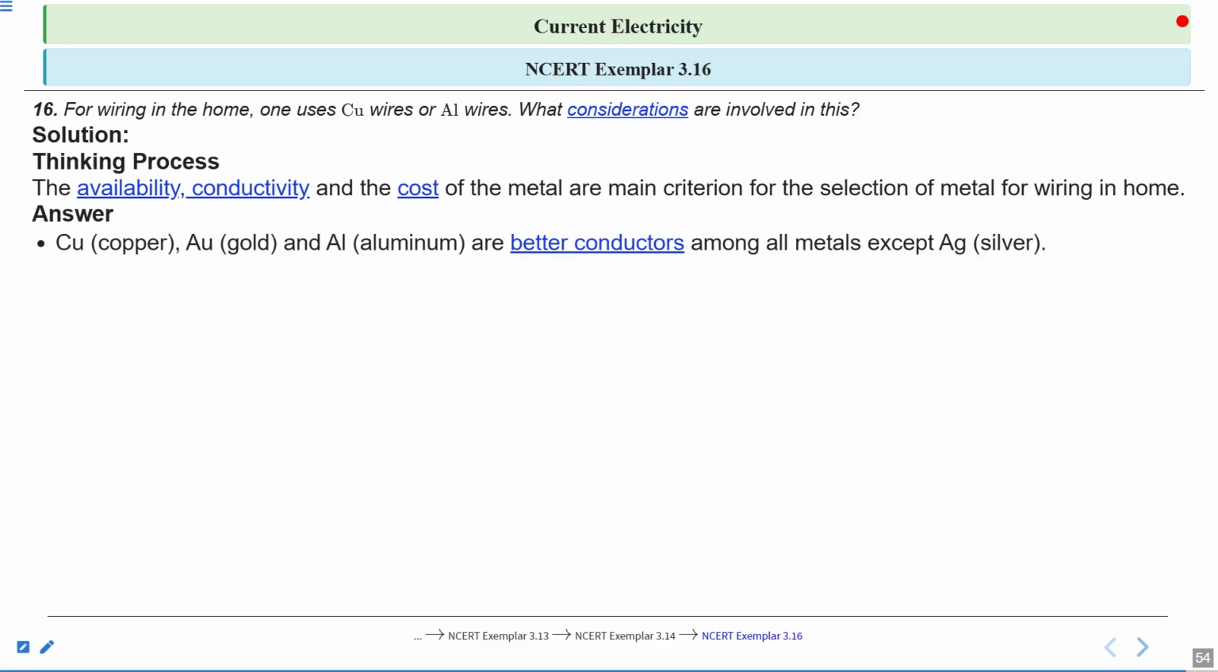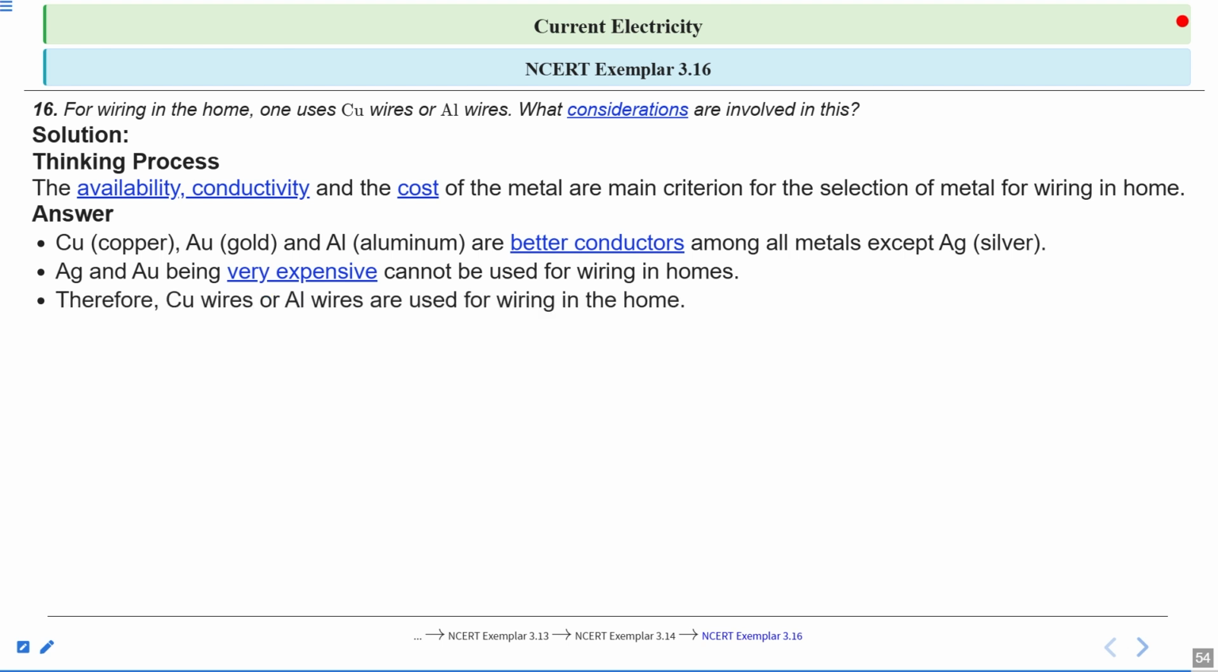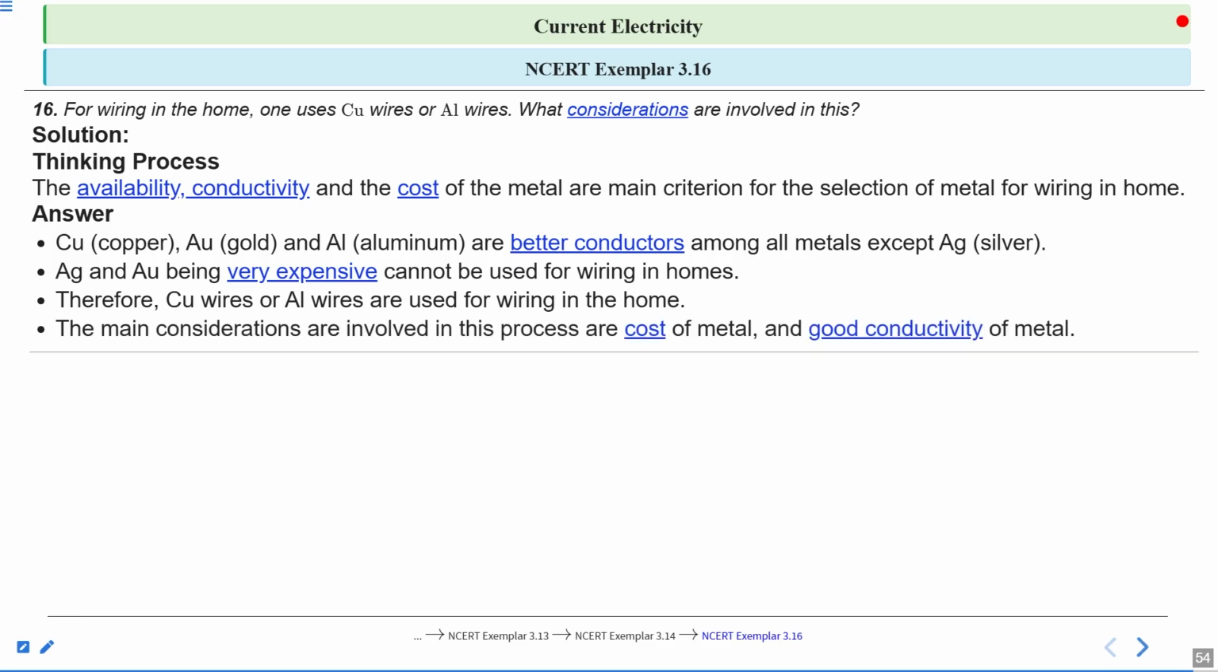Copper, gold, and aluminium are better conductors among all the metals except silver. Silver and gold are very expensive, so they cannot be used for wiring in homes. Therefore copper wires and aluminum wires are used for wiring in homes. The main considerations involved in this are the cost of the metal and good conductivity. So these are all good conductors, but cost we can also take into consideration. So silver and gold are very expensive and cannot be used for home wiring.